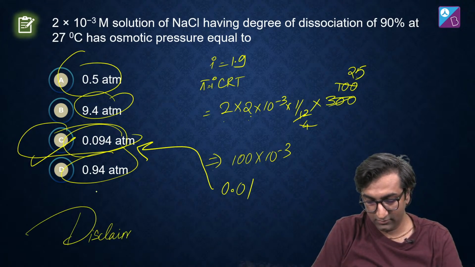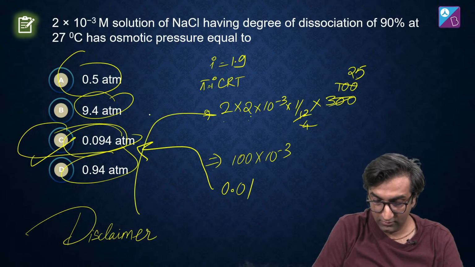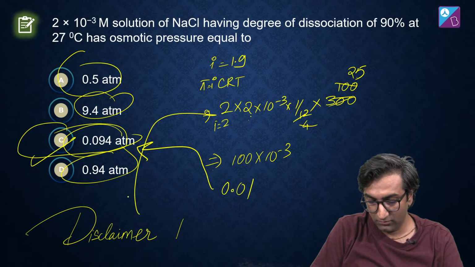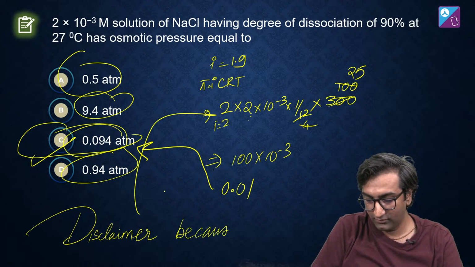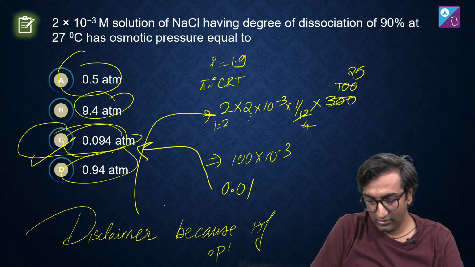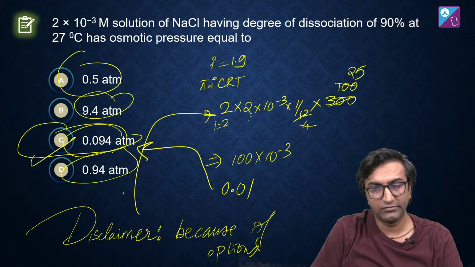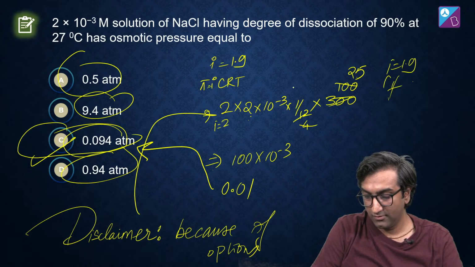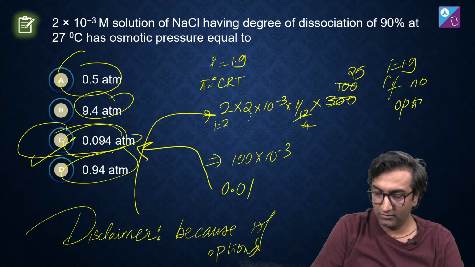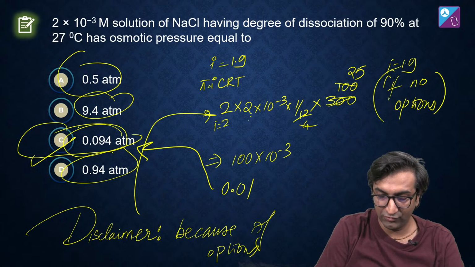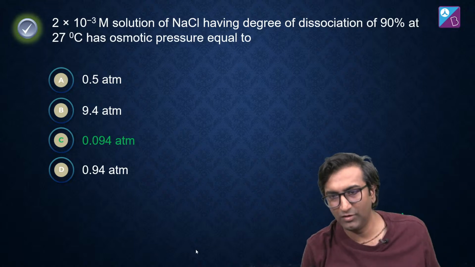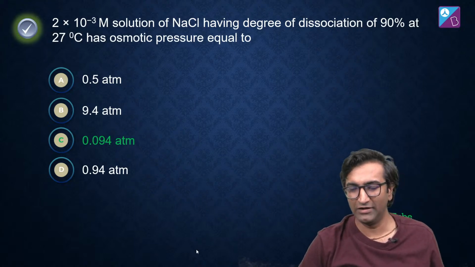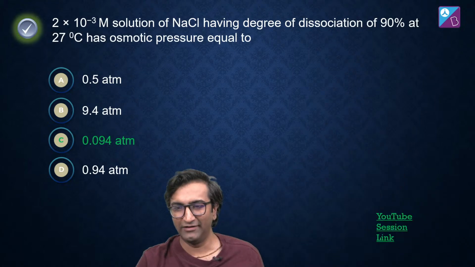Disclaimer. i equal to 2 because of options. If there were no options, then go ahead, take i equal to 1.9, because that will give you the perfect or absolute answer. And you are right, it will be this value right here. Good work, good work. Let's move to the other side.